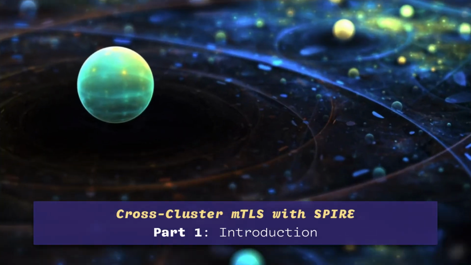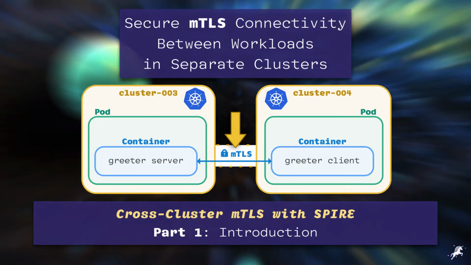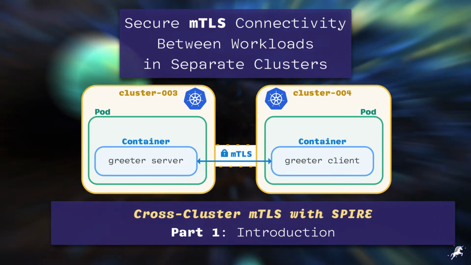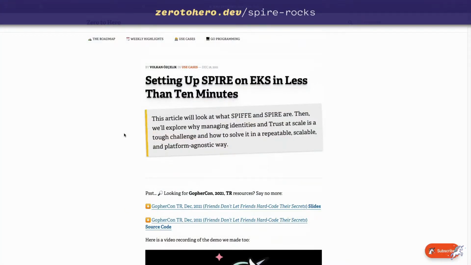In this series of videos, we are going to establish secure MTLS connectivity between two containerized applications in separate Kubernetes clusters using SPIRE Federation. If you are new to SPIRE, you might want to check this introductory article and its accompanying video first.